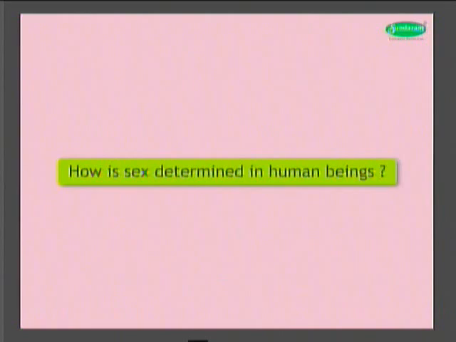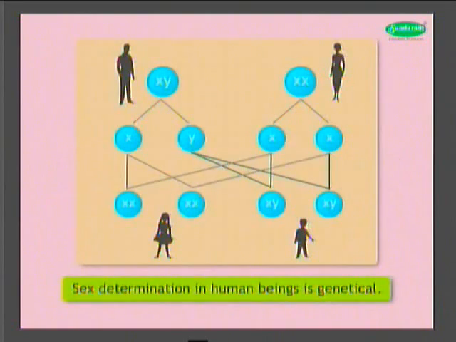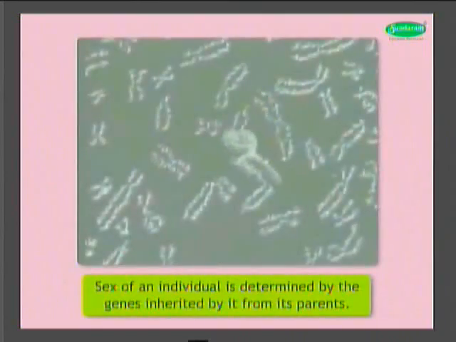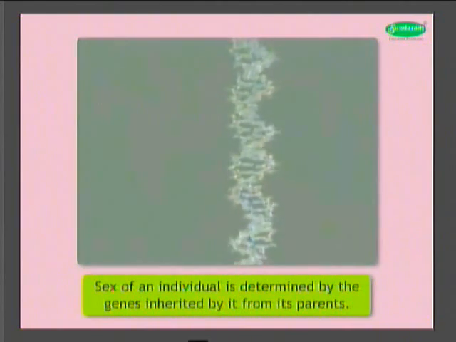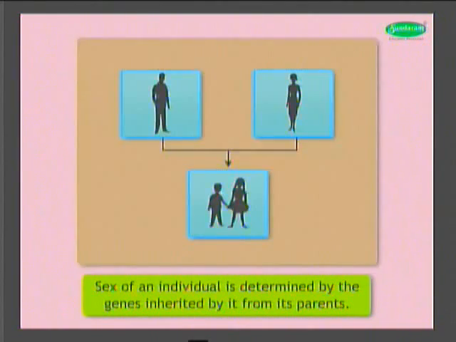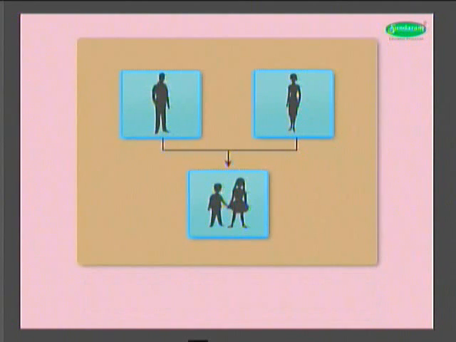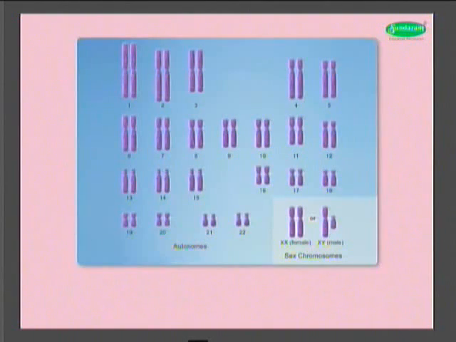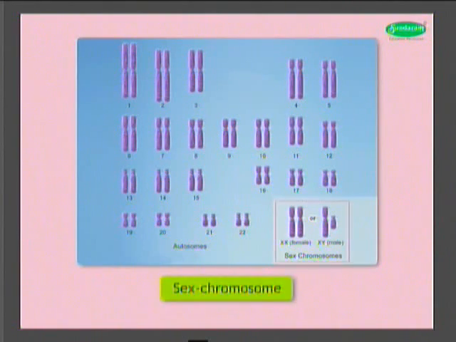How is sex determined in human beings? Sex determination in human beings is genetical. In other words, we can say that the sex of an individual is determined by the genes inherited by it from its parents. Earlier, we studied that a similar set of genes is inherited from the parents. In that case, how can genetic inheritance determine sex? Out of the specific number of chromosome pairs that each species has, one pair decides the sex of the individual. This pair is referred to as sex chromosome.